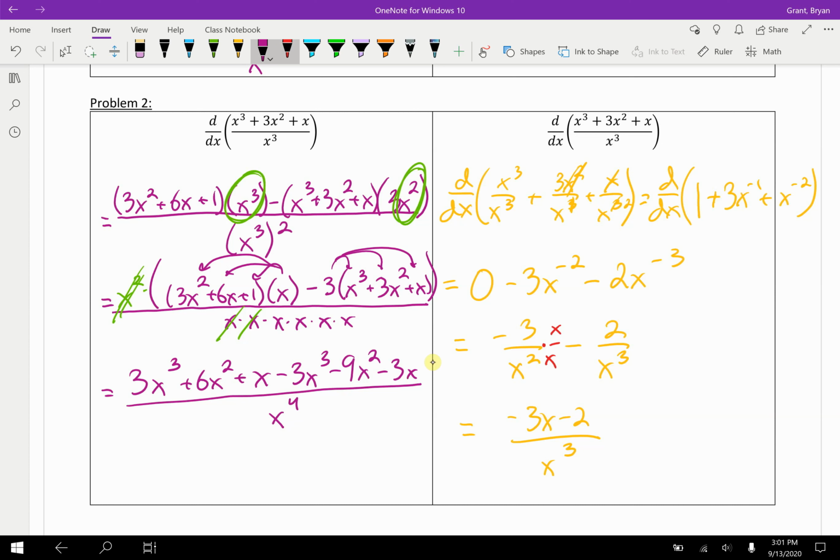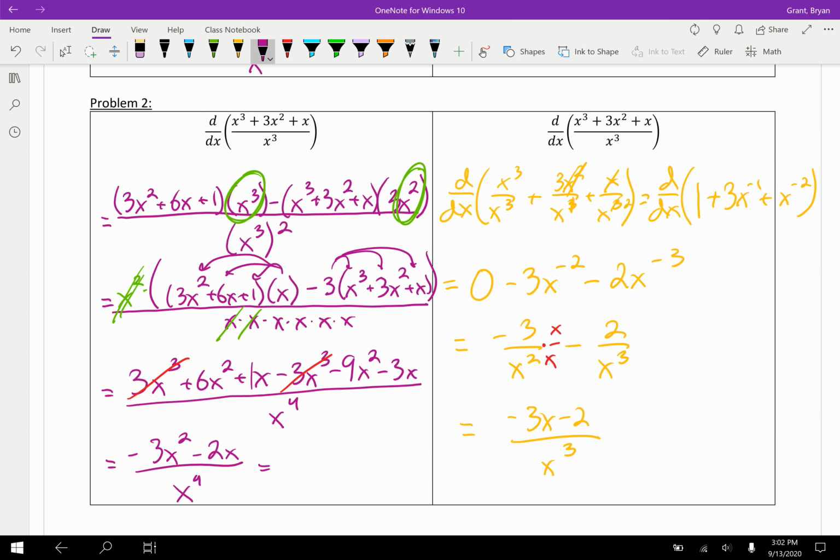Any like terms here? Well, the 3x cubes cancel, which is good because I don't see an x cubed over here. And then we have some like terms to combine. We're almost done here. 6 minus 9 is going to give us negative, math is hard apparently, -3 of those x squareds, and x minus 3x's will give us -2x. Look how close that looks. We're getting there. Divided by x to the 4th.